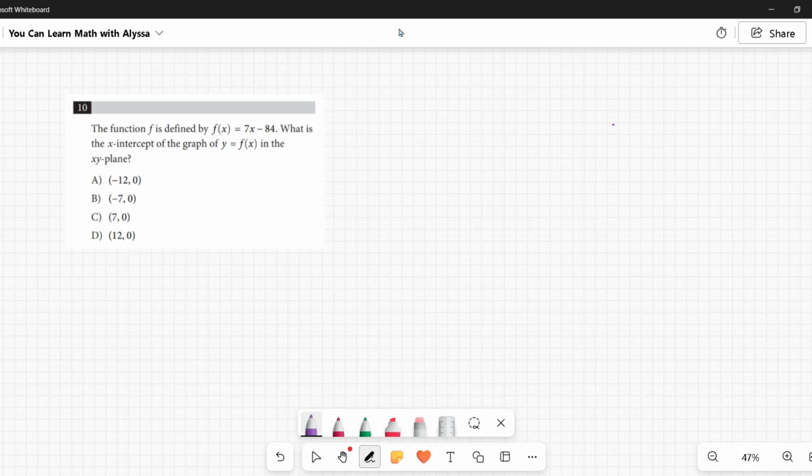Number 10, the function f is defined by f of x equals 7x minus 84. What is the x-intercept of the graph of y equals f of x in the xy plane? They love using more words than are necessary to make sure that you know what they are talking about. So this part, the graph of y equals f of x in the xy plane, it means that if y is equal to f of x, you can replace this f of x with y.